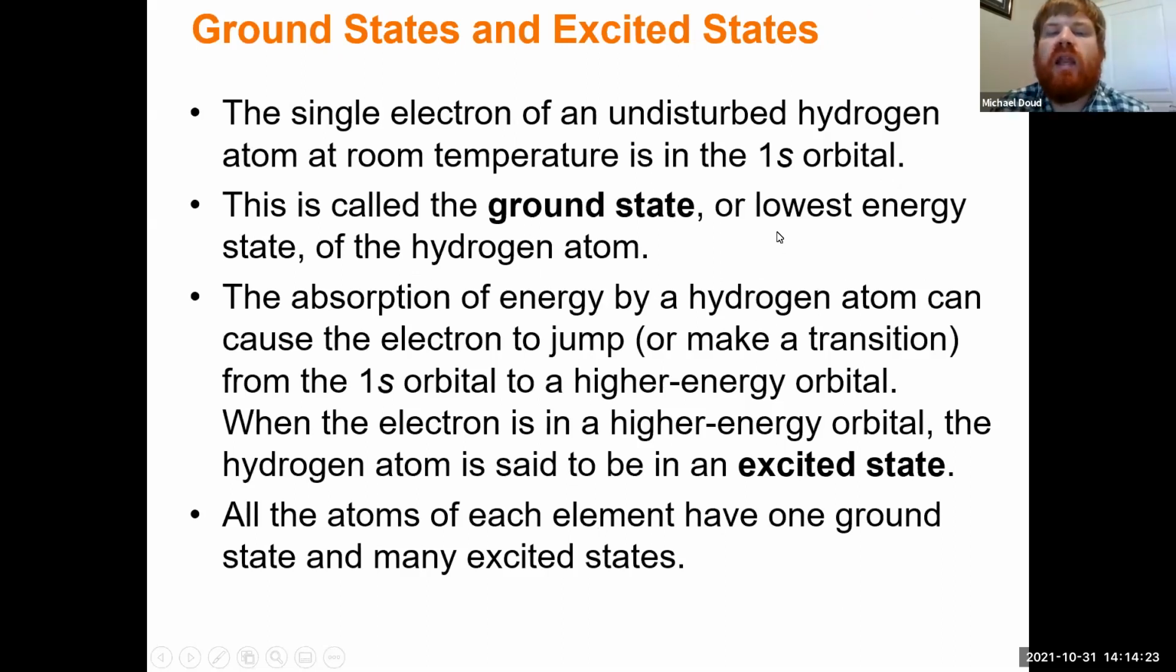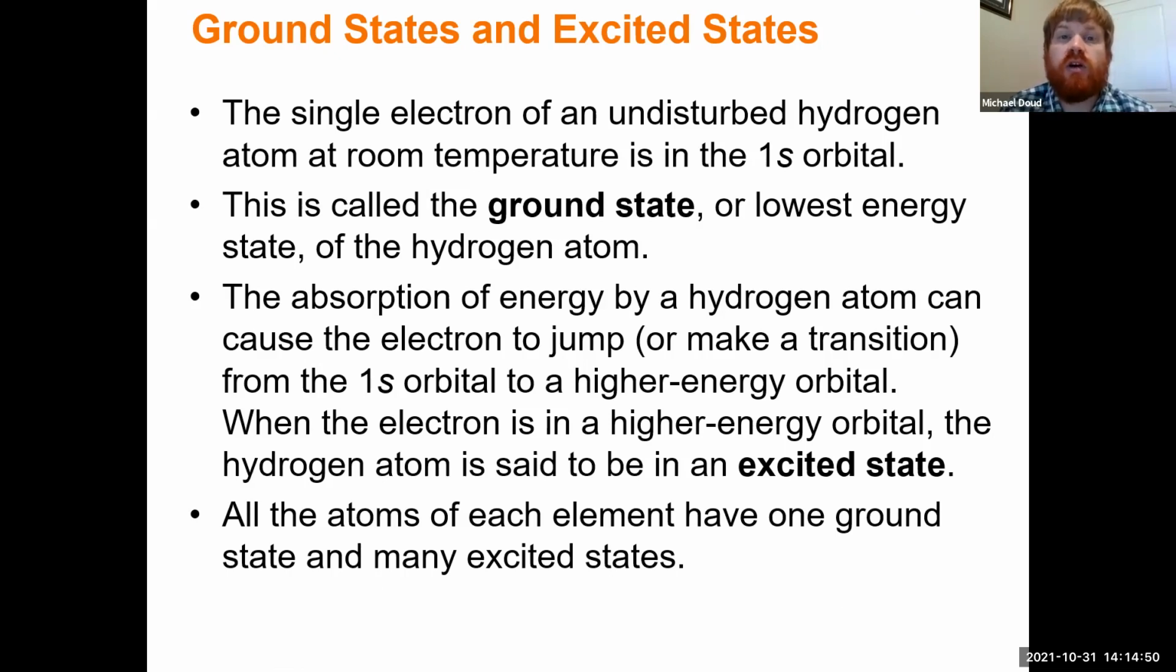Okay, now if this is the lowest energy orbital, that means that the first electrons that go into any atom are going to go into the 1s orbital. So think of just an unexcited, totally natural state hydrogen atom at room temperature. The first electron that you add in there is going to go into the 1s orbital, the lowest energy orbital. This is what we call the ground state.